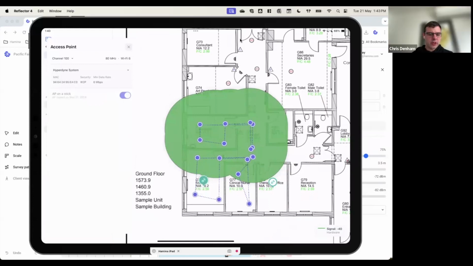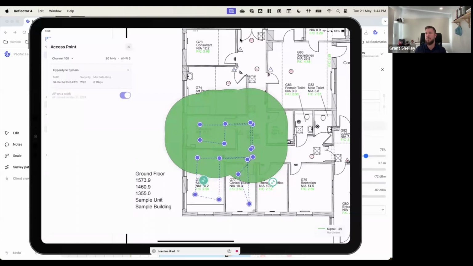I guess for those people watching the webinar, AP on a stick is not a delicious sounding snack. It's where you would take an access point on a tripod or similar with a battery, and you'd try out a bunch of different access point placements to see where the best might be. Yeah, that's a really good point.